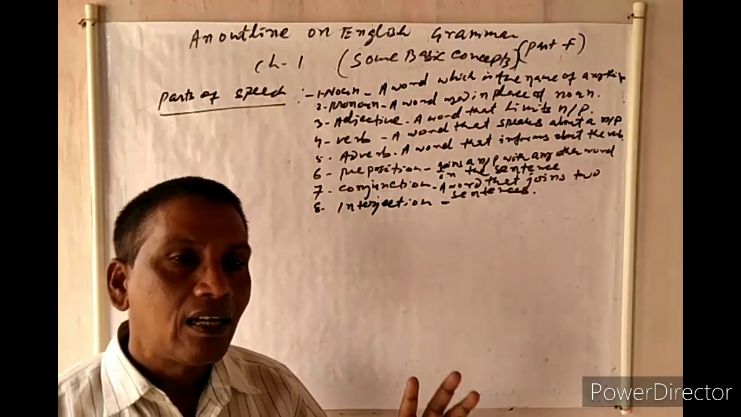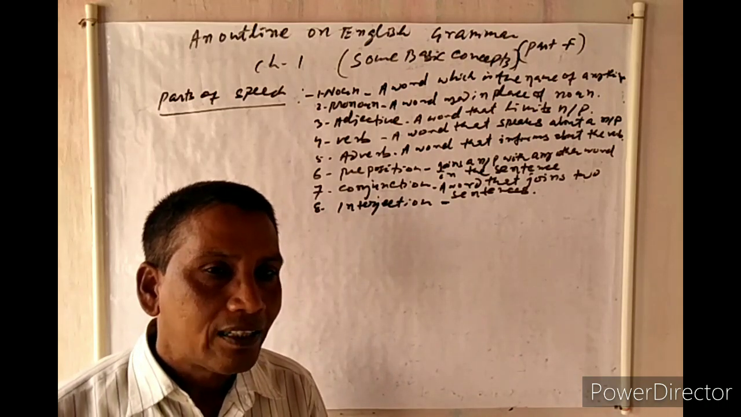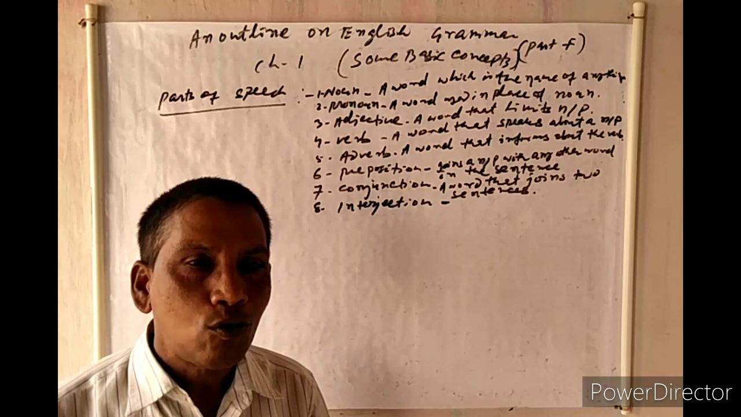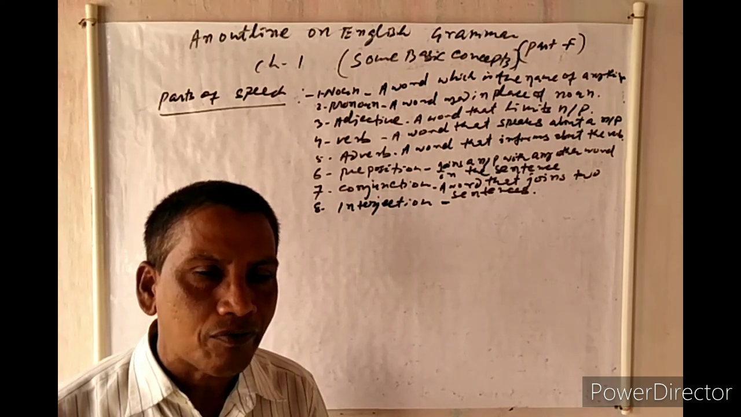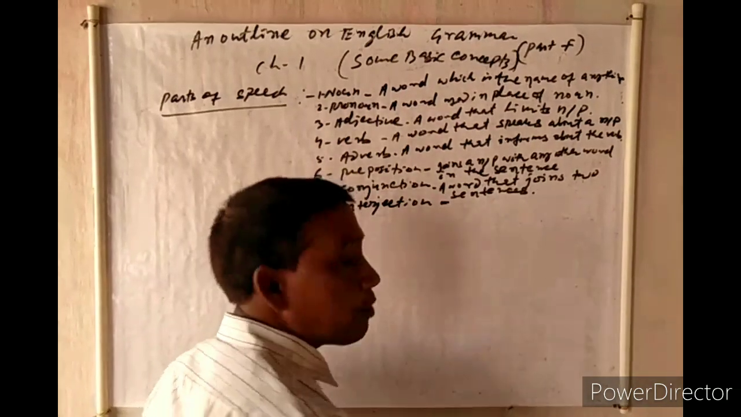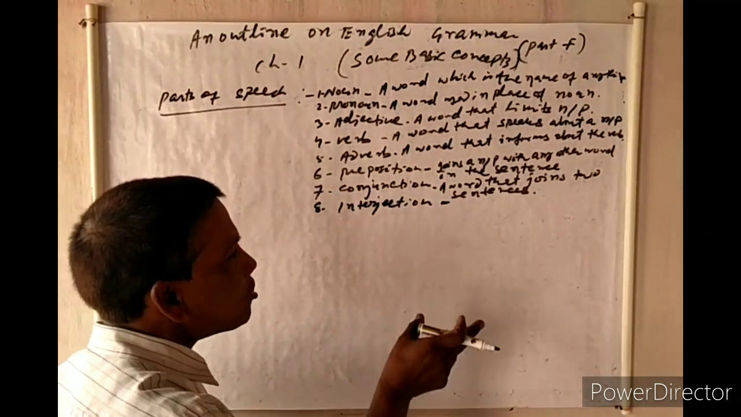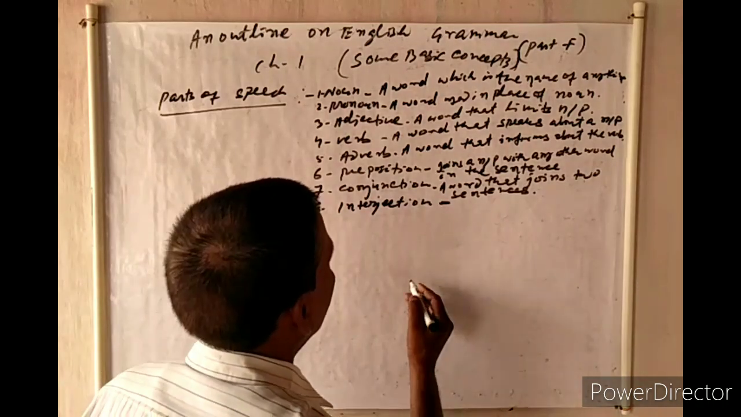Interjection means you're putting some word into the sentence, and that word does not have any type of relationship with any other word in the sentence. Interjection means we're putting inside. Inter means inside, jection means putting. That is interjection.